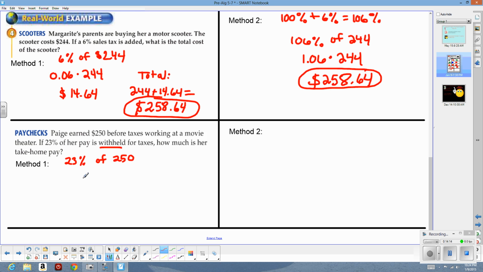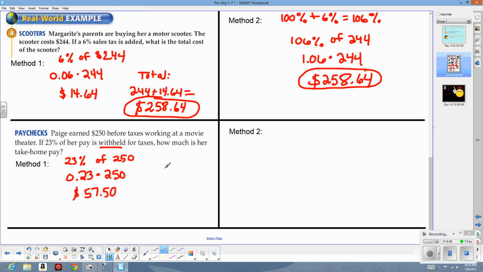23% of $250 is going to be multiplying the decimal form of the number, 23 hundredths, times the amount, which is 250. So 0.23 times 250 is 57.5 is what I see on the calculator, but since we're talking about money, you want to add that zero on the end. $57.50 is how much they're going to withhold.